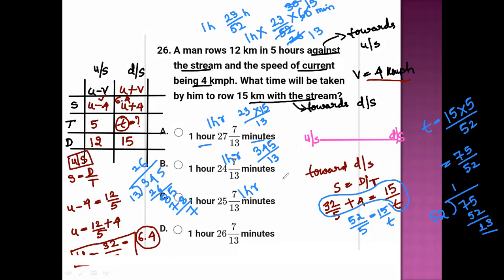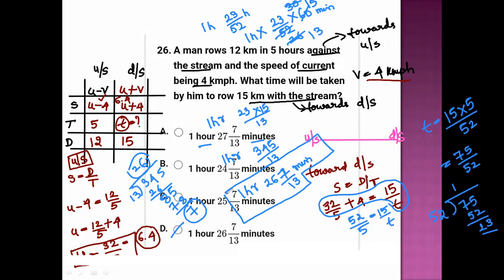So we can simply write 1 hour, 26, 7 by 13 minutes. This is the answer. Therefore, option D is the correct one for this question.